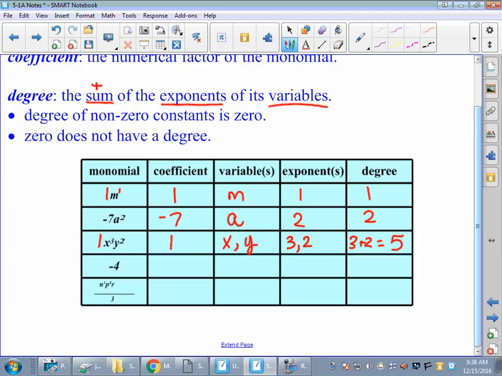Negative 4, its coefficient is negative 4. There are no variables. So if there are no variables, there are no exponents. So it has degree 0.